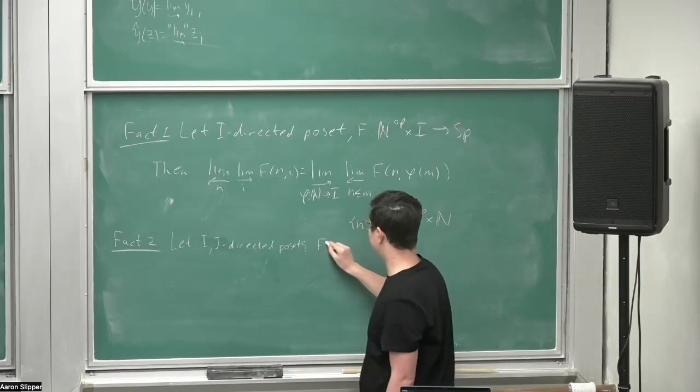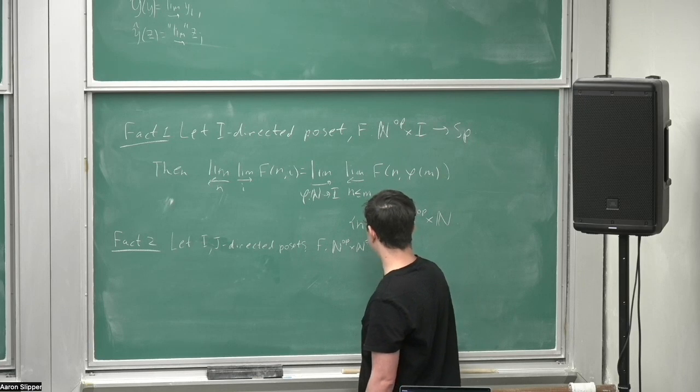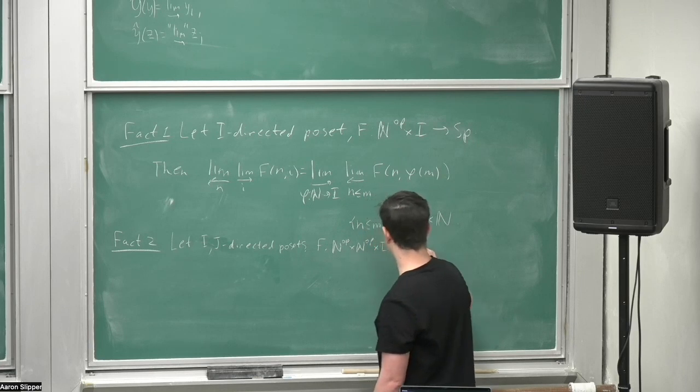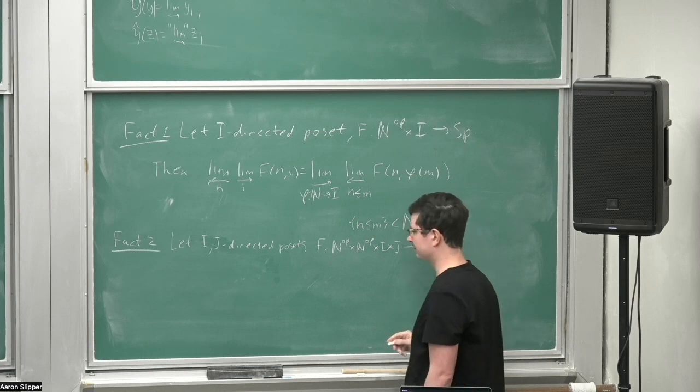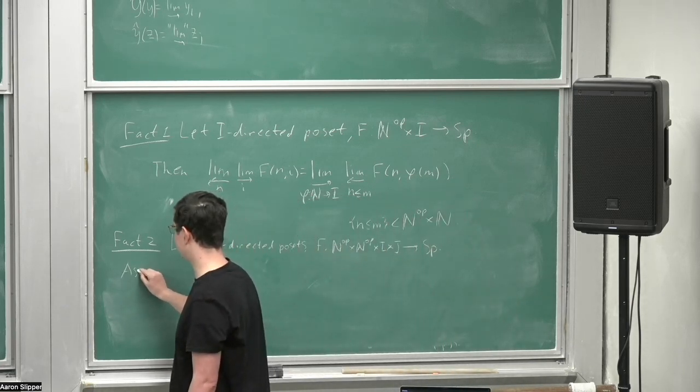And now we take a functor of 4 arguments, opposites cross opposites cross I cross A, again a functor to spectra. And then we make 2 assumptions.